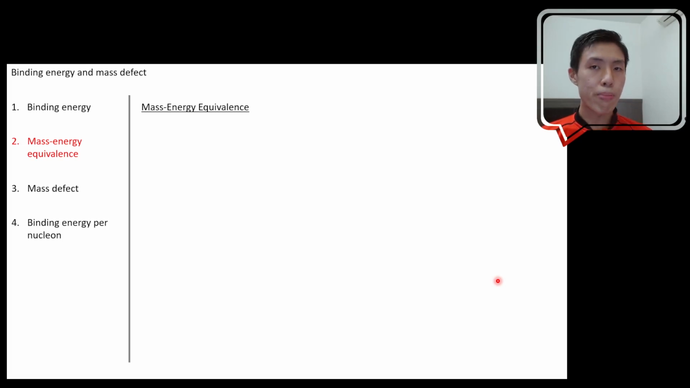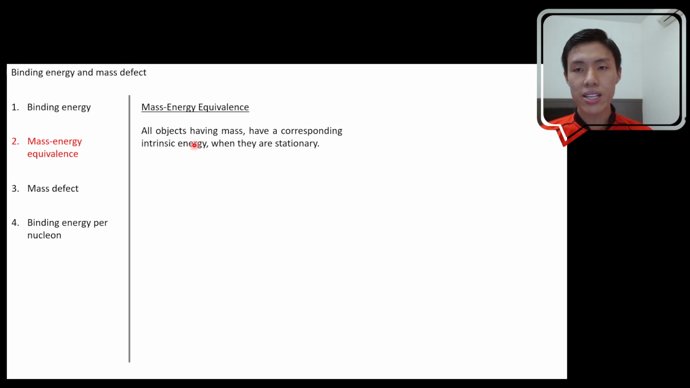In order to study binding energy, in order to form a nucleus or to break up a nucleus, we should probably understand the idea of mass energy equivalence. Because by understanding mass energy equivalence, only then are we able to understand where the energy comes from. When we have energy released, where does the energy come from? When we say we use energy to break up a nucleus, where does the energy come from? So mass energy equivalence will be able to answer that question.